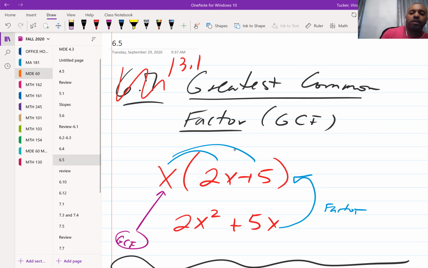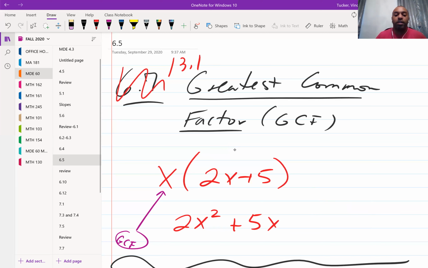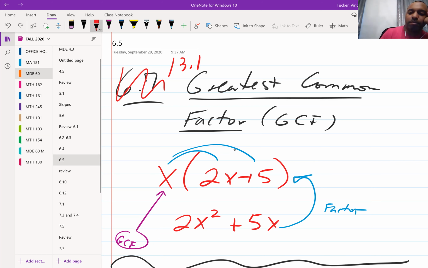So what does it mean to factor? If we had this expression, x times 2x plus 5, first thing we would do is distribute the x. If you want to, distribute, FOIL it out, and simplify the expression. Once we do that, that will give us 2x squared plus 5x. So factoring is actually taking it back and undoing the multiplication process. That's what factoring is for us, undoing the multiplication process.